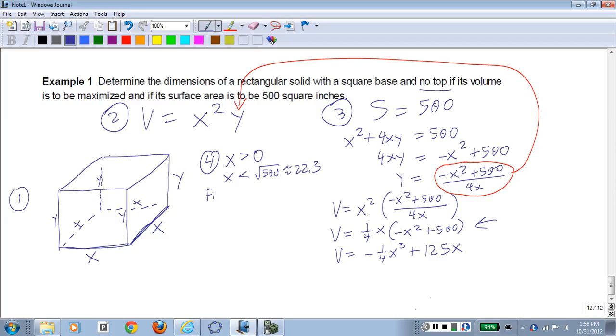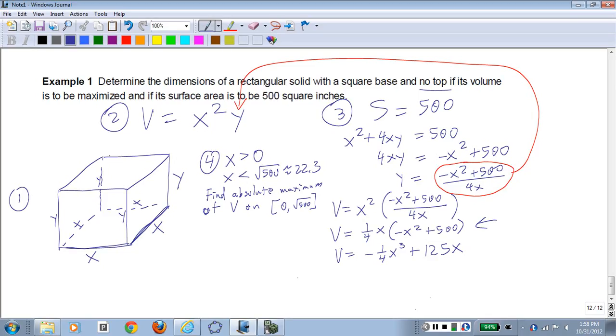we could find the absolute maximum of v on the closed interval from 0 to the square root of 500. If it happens to be at one of the endpoints, I can't see it happening there. It's going to be 0 at both endpoints. So I don't think it's going to happen there. But if we do that, then that will be the absolute maximum volume that we're looking for, and it'll tell us the value of x where it happens.